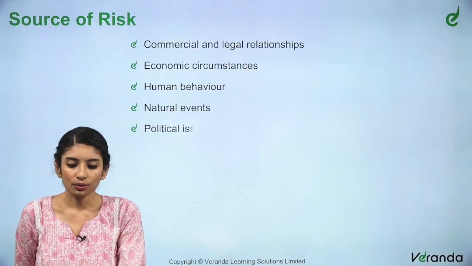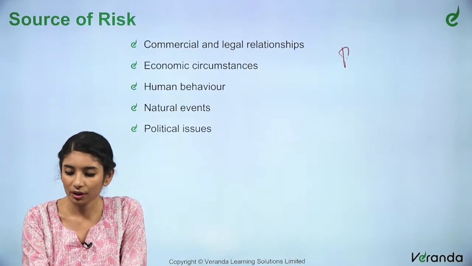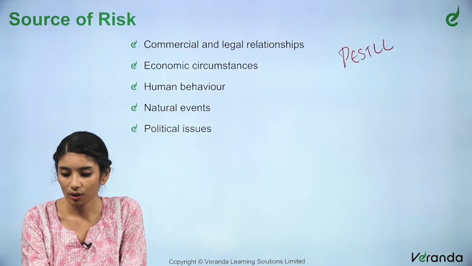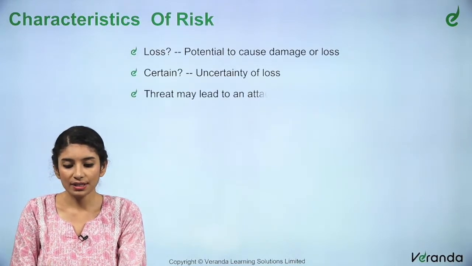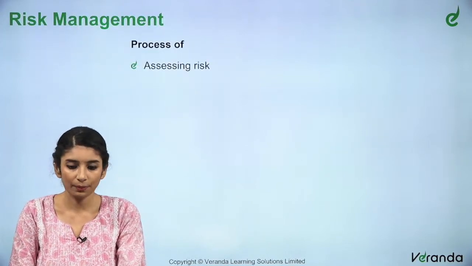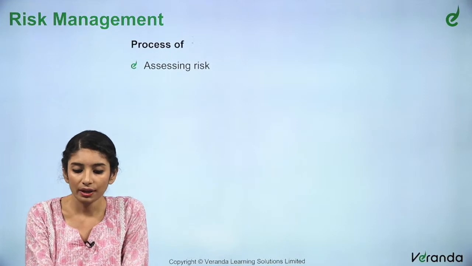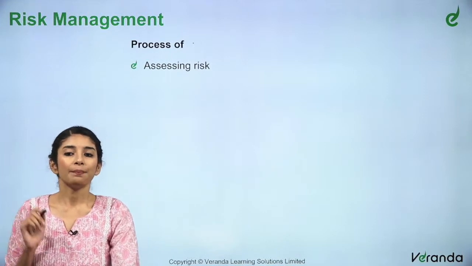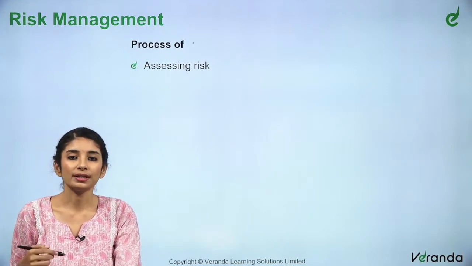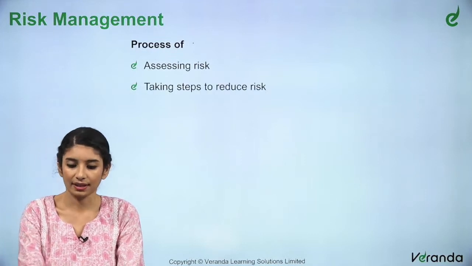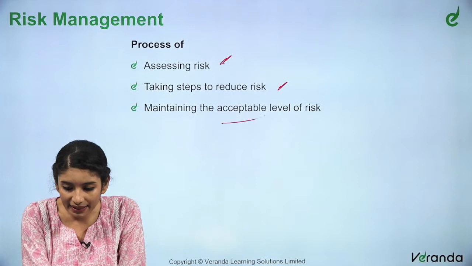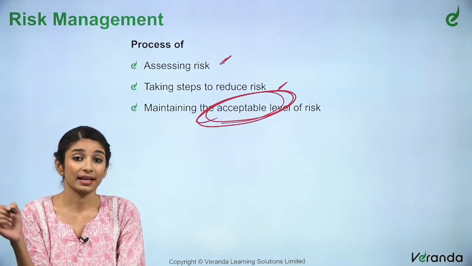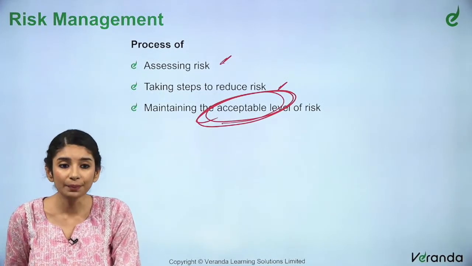Sources of risk, you all know, PESTLE analysis, if you remember your economics, all these are the sources of risk. Characteristics of risk, is it certain or uncertain? It is uncertain. There could be some loss, you don't know what the loss is. Now, what is risk management? Important. It is the process of assessing risk, taking steps to reduce risk and maintaining the acceptable level of risk.